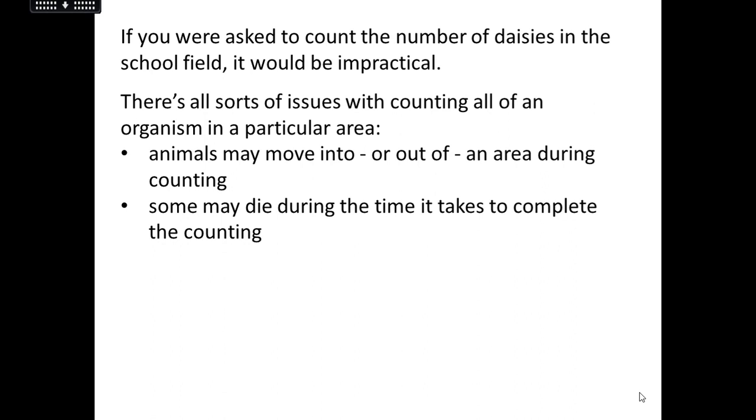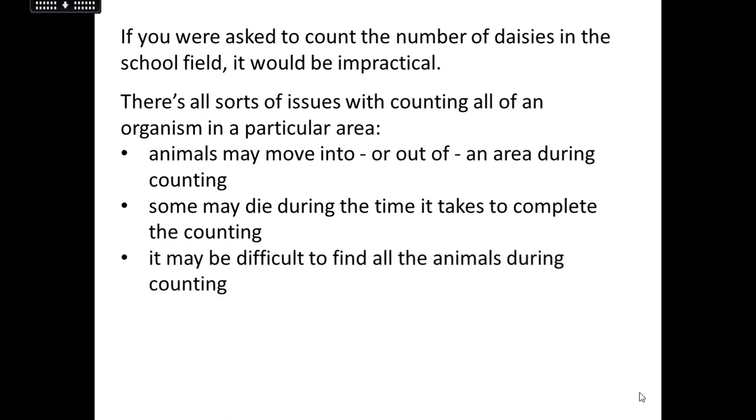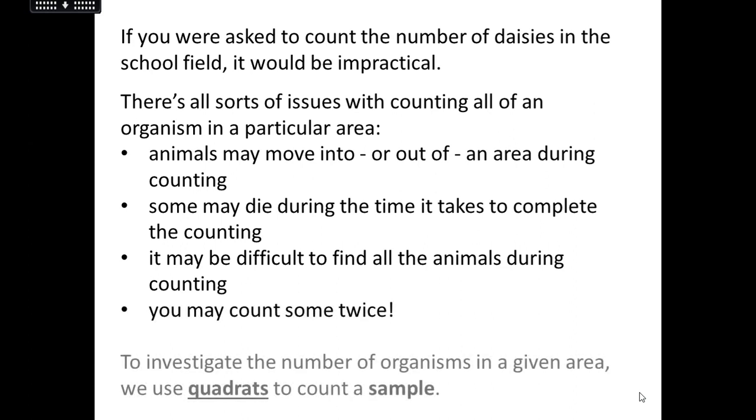If you're doing a really, really large area, then some of the organisms might have been alive when you started, but died by the end. You might not be able to find all the animals if it's animals instead of plants. For example, worms, you can't see under the ground, so you wouldn't be able to find them. So it'd be really difficult to do. And I don't know about you, but I get really confused and I would probably count things twice. For example, you might count the daisies more than once. So what we do is use a quadrat to sample the number of organisms in a little area, and then we multiply it into an estimate of the bigger given area. And I'll show you how exactly we do that.